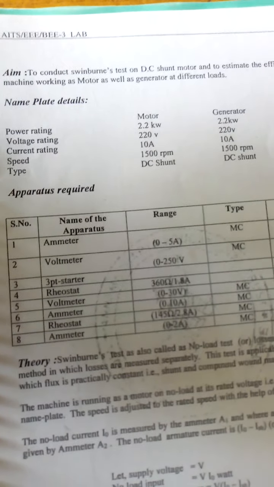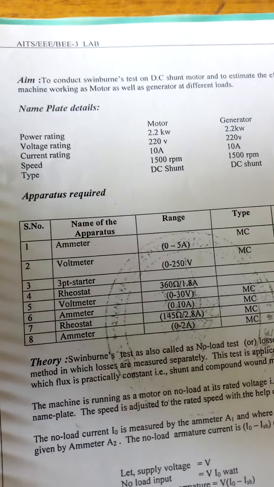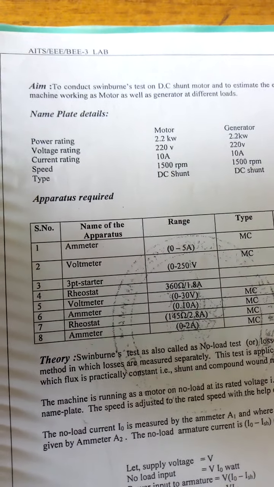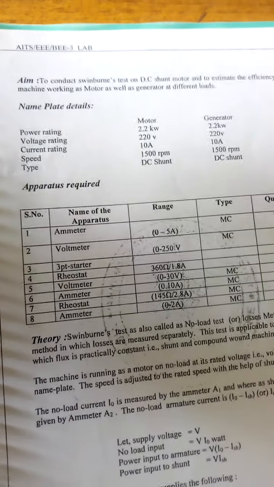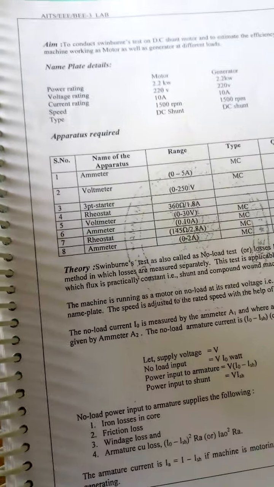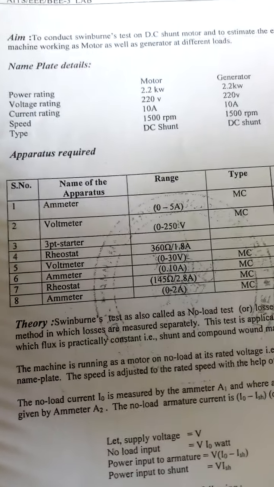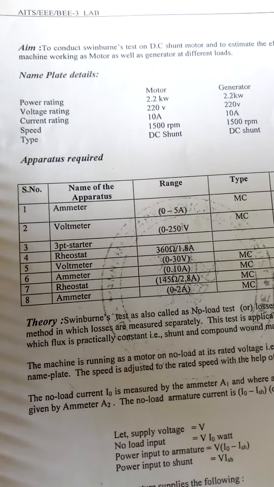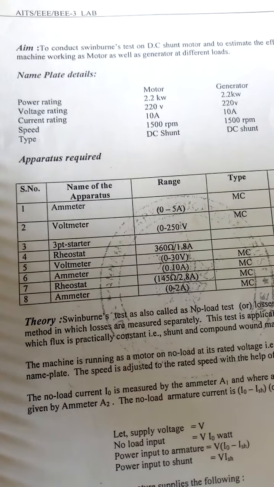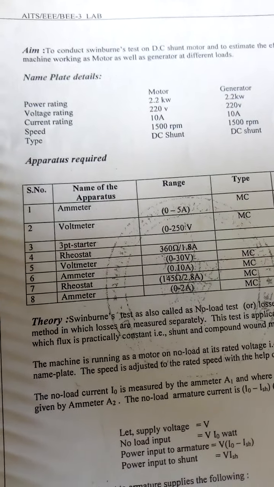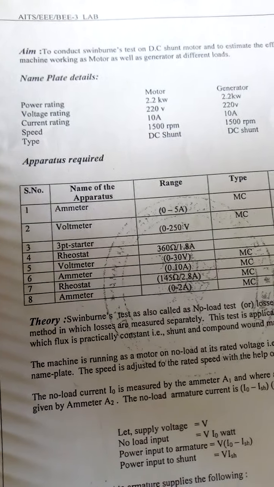Coming to the experiment aim, the aim is to conduct Swinburne's test on a DC motor and to estimate the efficiency of the machine working as motor as well as generator. For both, we are doing the Swinburne's test on the same machine. Coming to the nameplate details, the power rating for motor or generator is 2.2 kilowatt, voltage rating is 220 volts for motor and generator. Current rating is the same, 10 amperes for both. Speed is 1500 rpm, also the same. Type is DC shunt.